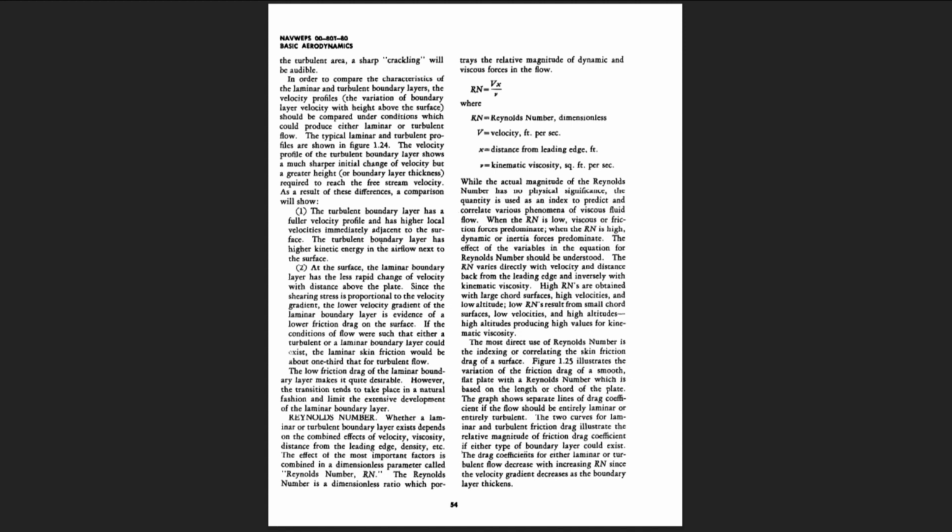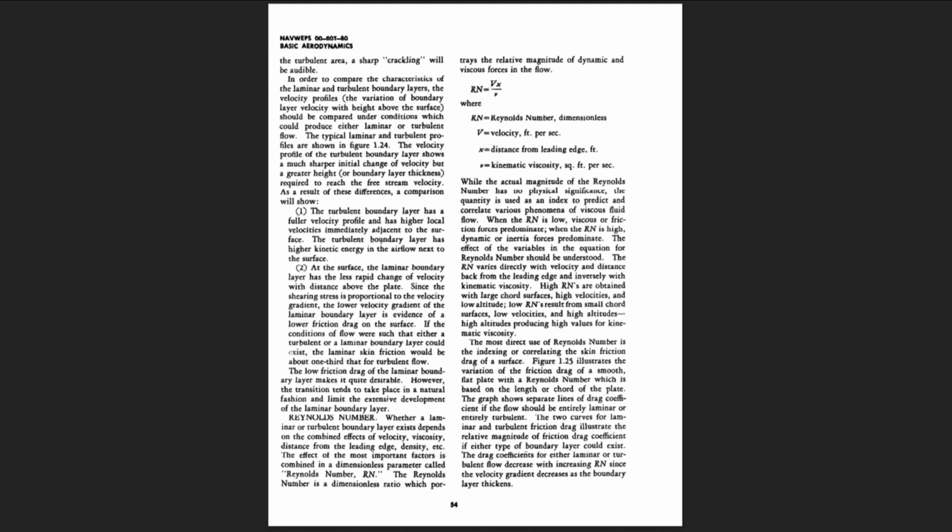When the Rn is low, viscous or friction forces predominate. When the Rn is high, dynamic or inertia forces predominate. The effect of the variables in the equation for Reynolds number should be understood. The Rn varies directly with velocity and distance back from the leading edge and inversely with kinematic viscosity. High Rns are obtained with large chord surfaces, high velocities, and low altitude. Low Rns result from small chord surfaces, low velocities, and high altitudes producing high values for kinematic viscosity.